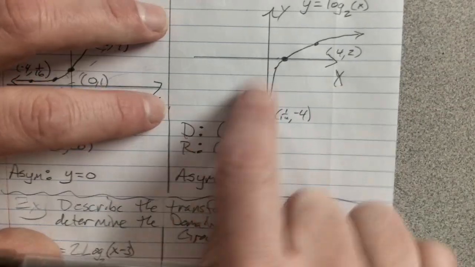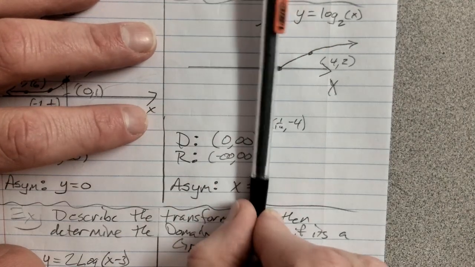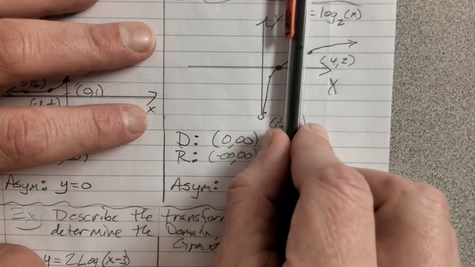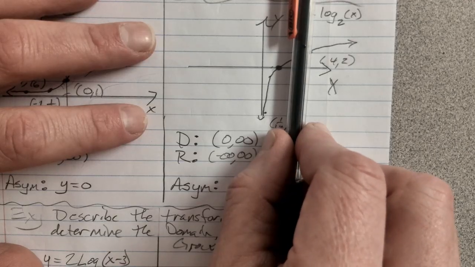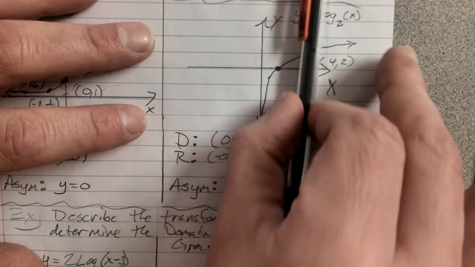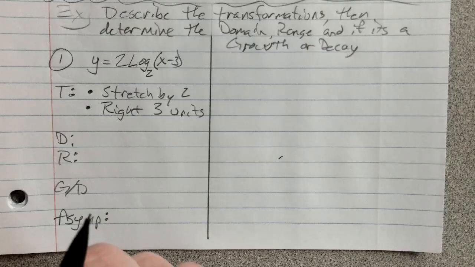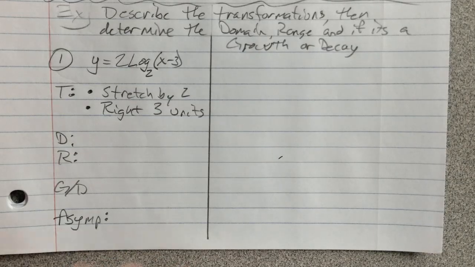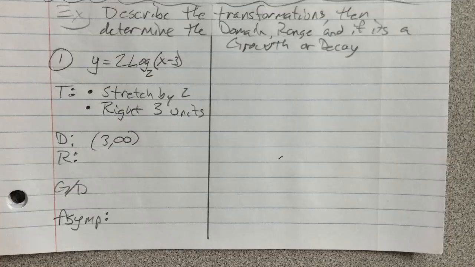Yeah. So if I shift this graph right here to the right 3 units, that's going to impact the domain. Right? If I shift that whole graph to the right 3 units, boop, there. That's going to impact our domain. Marissa, what is the domain going to be now? Good job. We're going to start at 3 now, and we're going to go all the way to infinity.